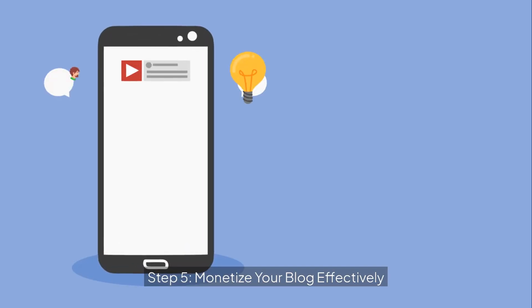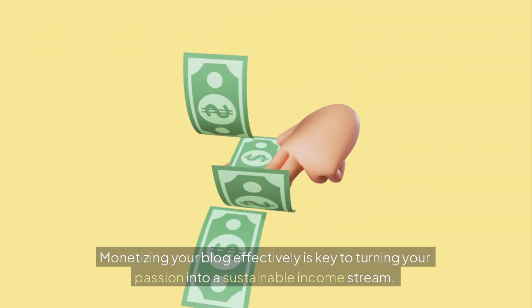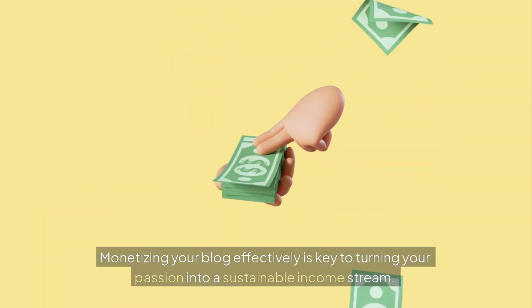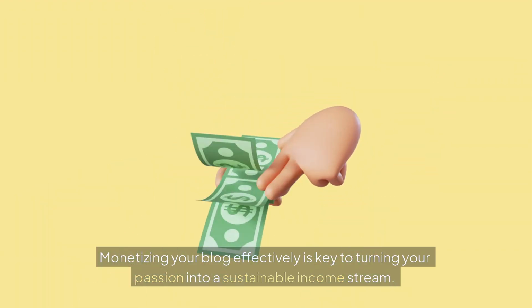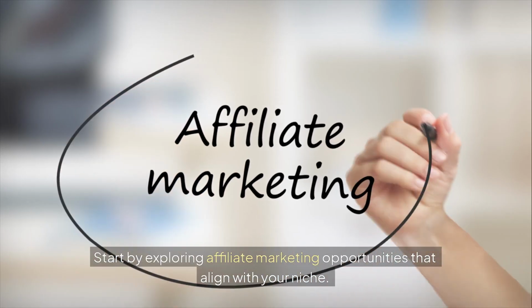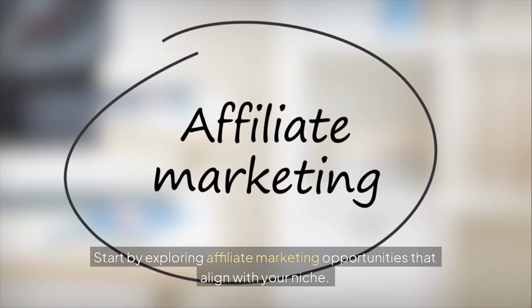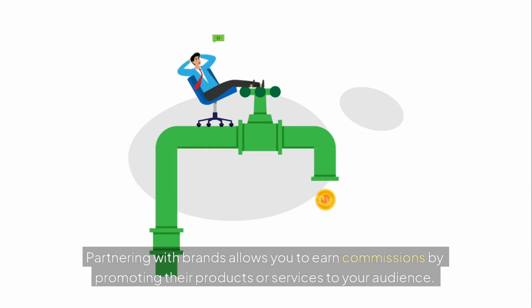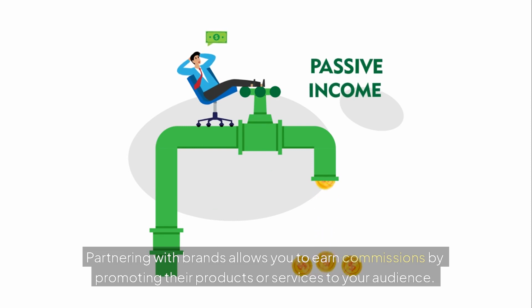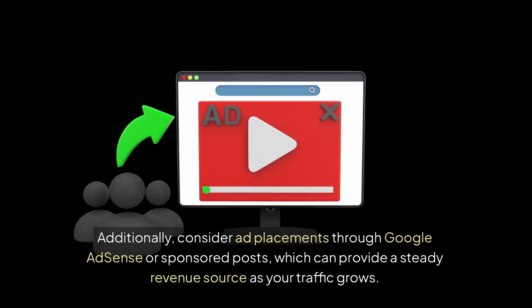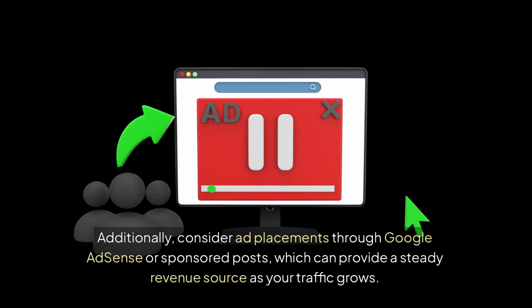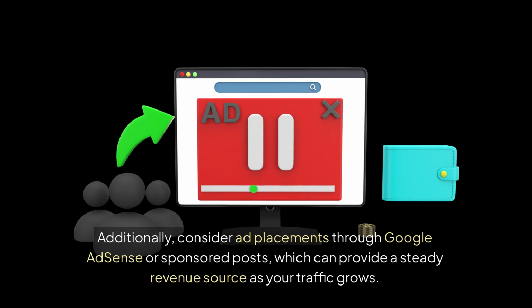Step 5. Monetize your blog effectively. Monetizing your blog effectively is key to turning your passion into a sustainable income stream. Start by exploring affiliate marketing opportunities that align with your niche. Partnering with brands allows you to earn commissions by promoting their products or services to your audience. Additionally, consider ad placements through Google AdSense or sponsored posts, which can provide a steady revenue source as your traffic grows.